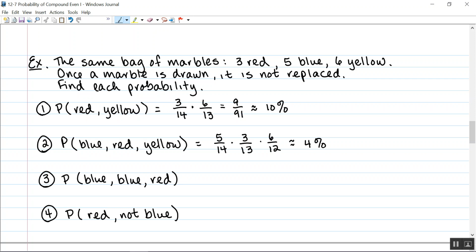Example 3, what's the probability of drawing a blue marble, another blue marble, and then a red? So the first blue is going to be 5 out of 14, because there's 5 blue marbles and a total of 14. Now the second is clearly going to be out of 13 because I didn't put that first blue marble back. But I've already taken one blue marble out of the bag, so that means there are only 4 left in the bag. And then that's going to be times red, which is going to be 3 over 12.